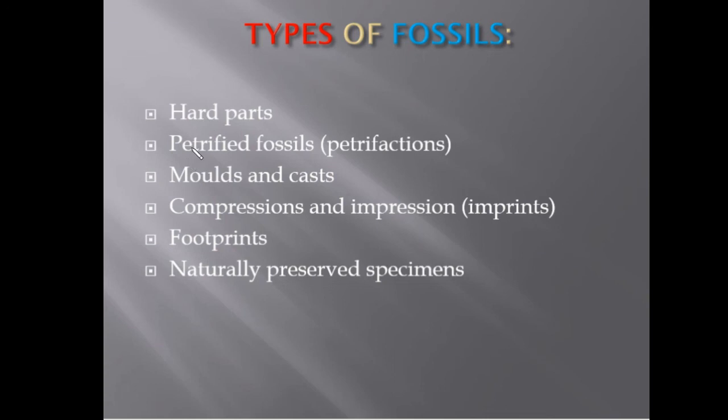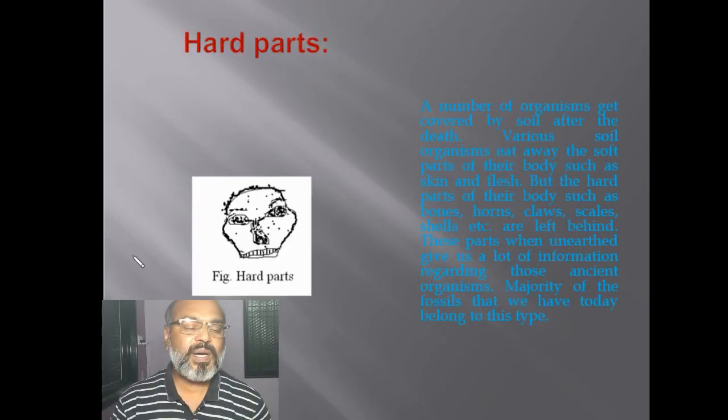These are the hard parts, petrified fossils, molds and casts, compressions and impressions, footprints, and naturally preserved specimen. We will see one by one. At first, the hard parts.